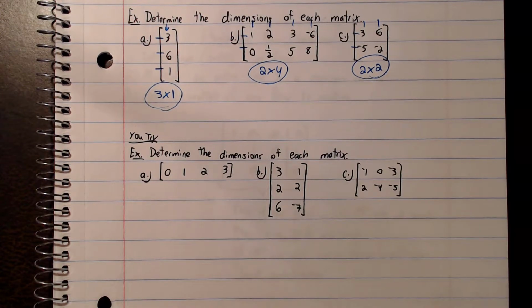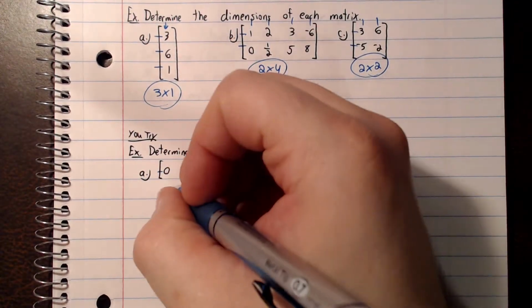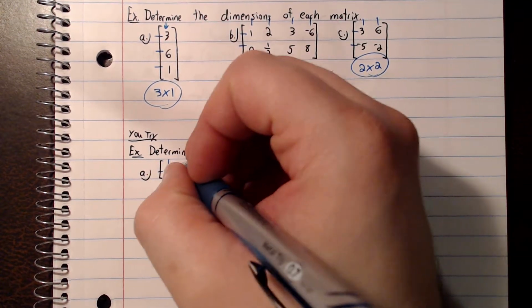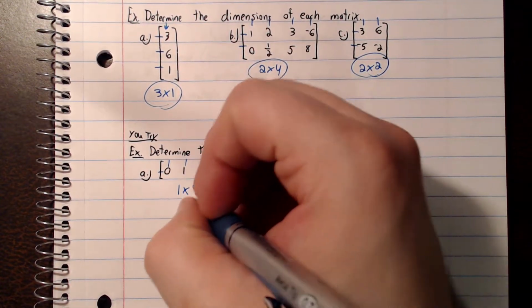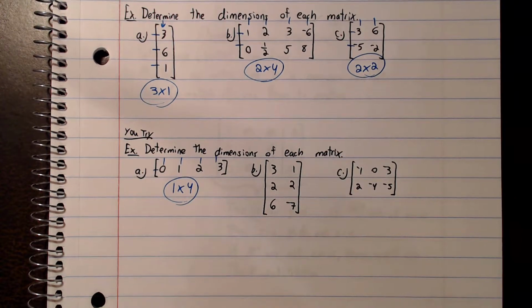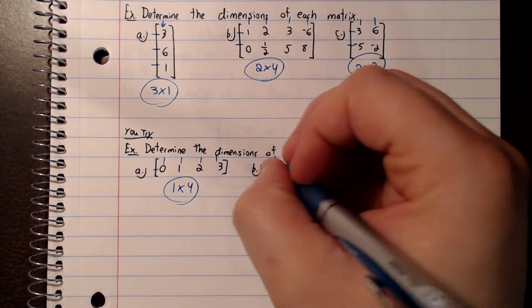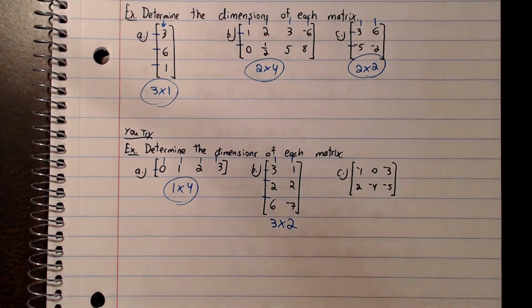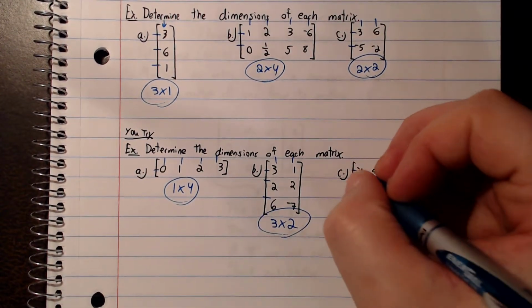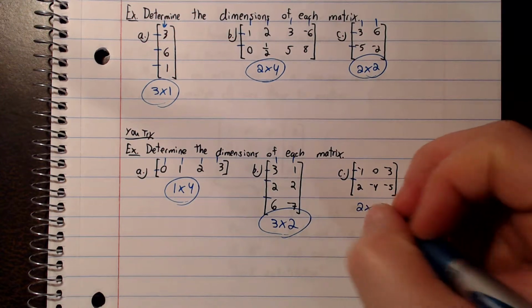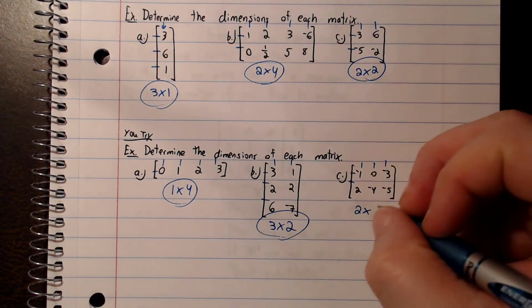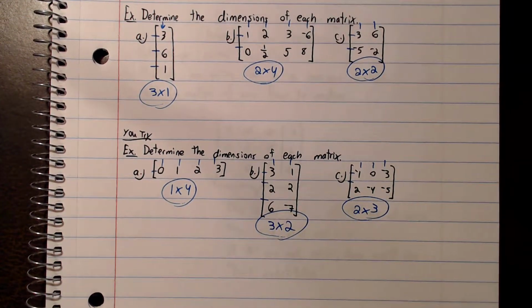All right, let's check them out. This first one is only 1 tall and 4 wide, so that's a 1 by 4 matrix. Problem B is 3 deep and 2 wide, so 3 by 2. And for C, we have 2 tall and 3 wide. So those are the dimensions of a matrix. That's what a matrix is.